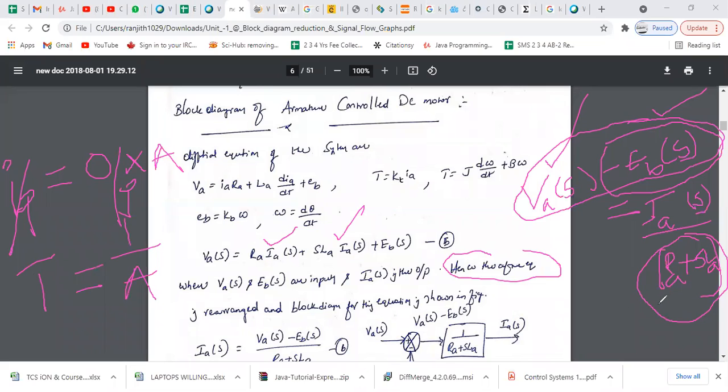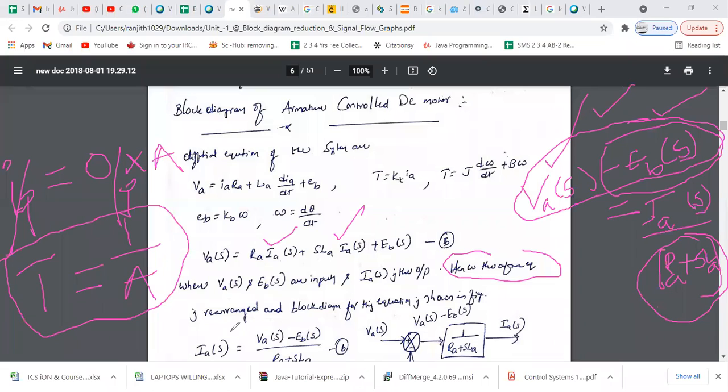In this equation, what is A? RA plus SLA. What is the transfer function now? 1 by RA plus SLA.